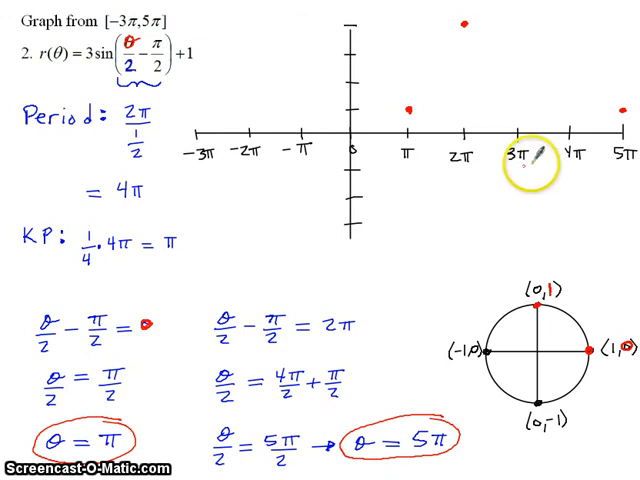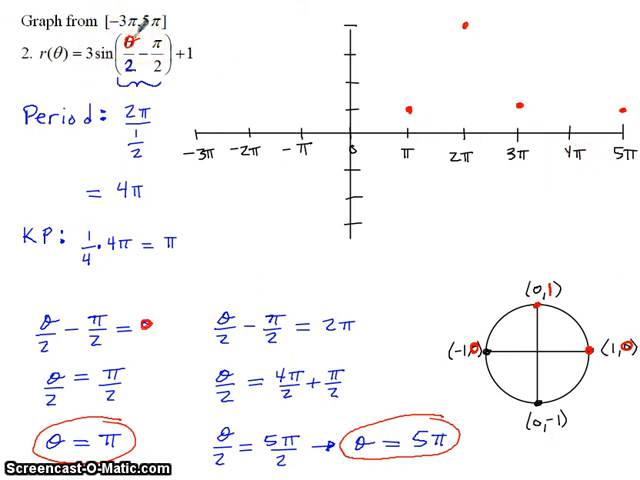Let's plug in 3 pi now. When we plug in 3 pi into theta, it will take us to pi. And so what is the sine of pi? Sine of pi is equal to 0. So that's going to take me down here because 3 times 0 plus 1 is going to give me a 1.